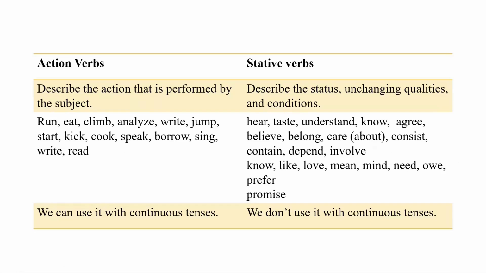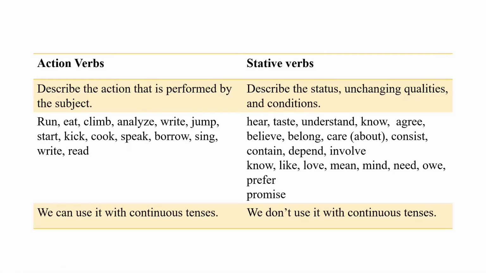What are action verbs? Action verbs always describe the action. Normally, the action is performed by the subject. We use action verbs to describe the action. We use stative verbs to describe status, unchanging qualities, and conditions. There are some statuses that we sense, that we feel. We use stative verbs to describe that particular status.